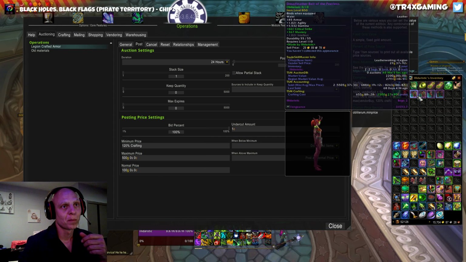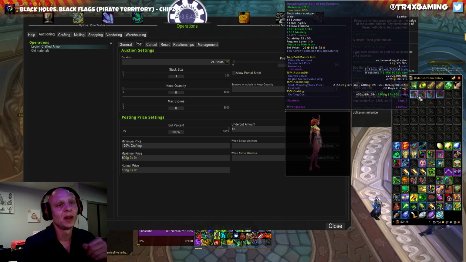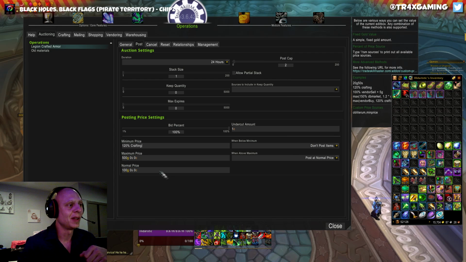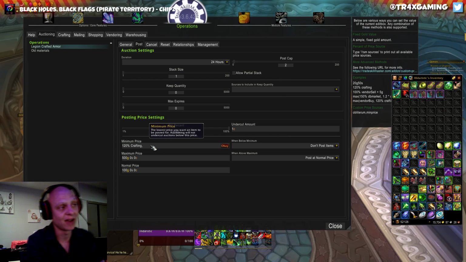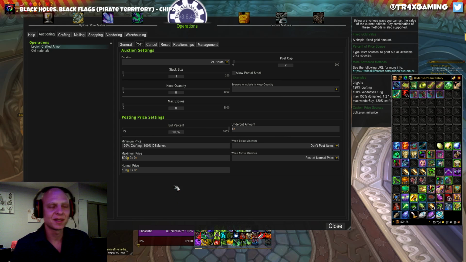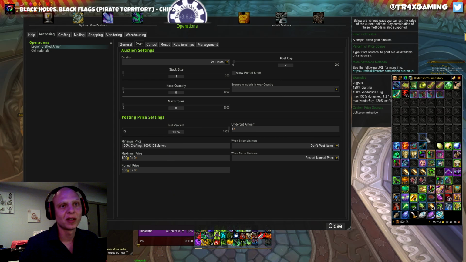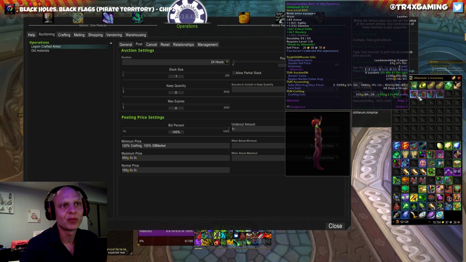Now, what you could also do is not only use a minimum price, but you put the market value in there as well. So we're going to use a crafting value, and we are going to use a DB market value. So my minimum price would be 100% DB market. Now it says in my chat, invalid custom price, invalid function, details with the hooks are missing. So 100% DB market is right now 2,200 gold.